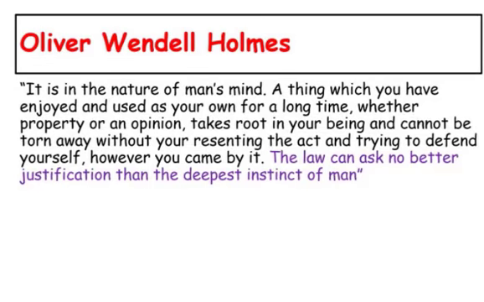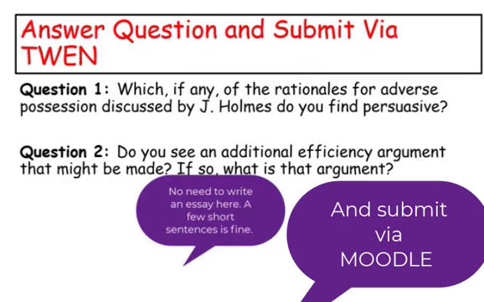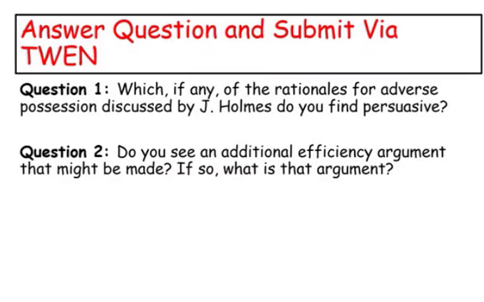Now, this is much more of a personhood justification for the doctrine of adverse possession. And you will see all of these justifications sort of trotted out in various aspects in the case law. So I have a question for you, and I want you to submit it via Twen. Which of these rationales, if any, do you find persuasive? And do you see any additional arguments, particularly any additional efficiency arguments, that might be made in favor of adverse possession? Okay, so answer those questions. Obviously, you can stop the video if you want to, but you don't need to. You can do it at your own time.